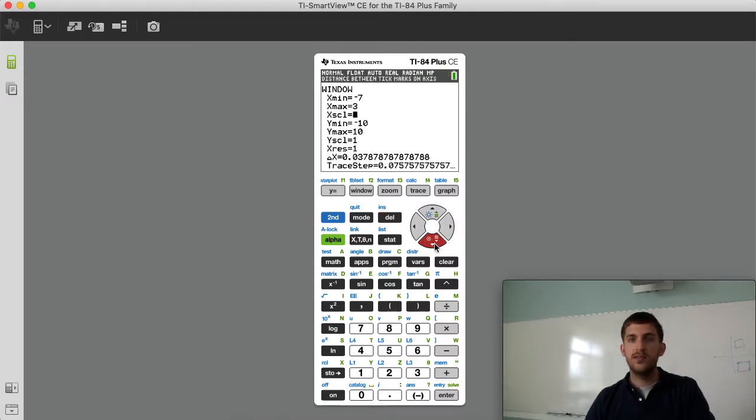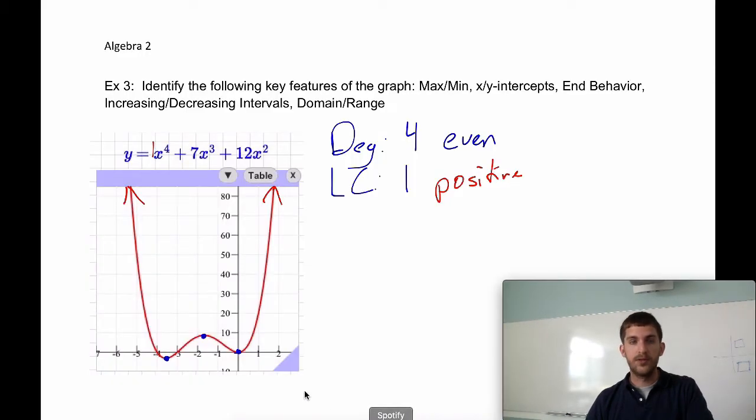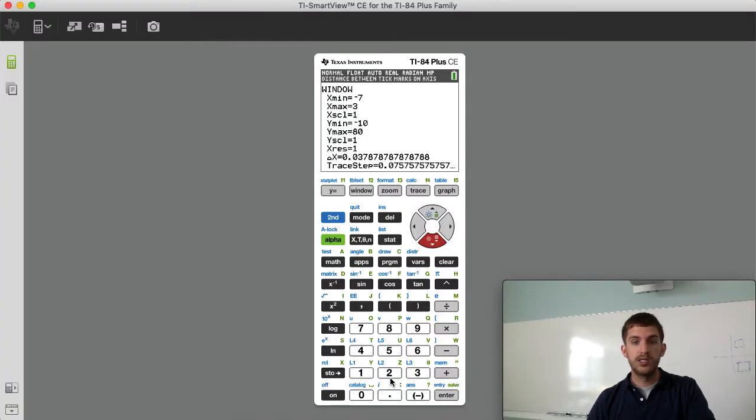The x scale just says every tick mark represents 1. Now on the y-axis, our graph went down to -10, which is where we are. It went up to +80. Now the y scale we're going to change, because on the graph every tick mark represents a change of 10 on the y-axis. So let's change our y scale to 10. You can ignore the rest of that. I don't think we'll ever use that in this class.